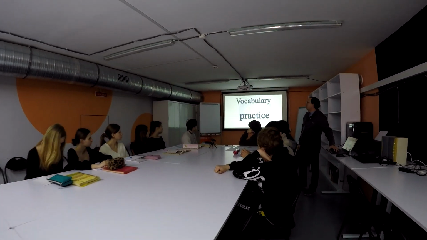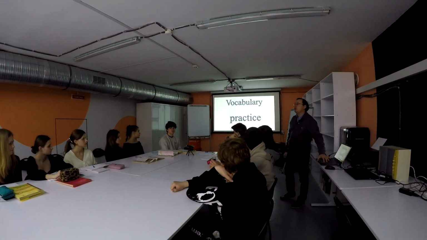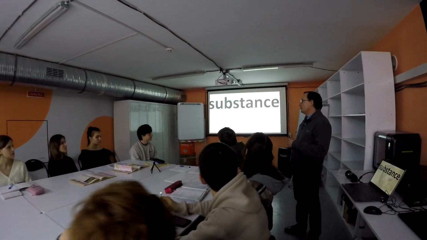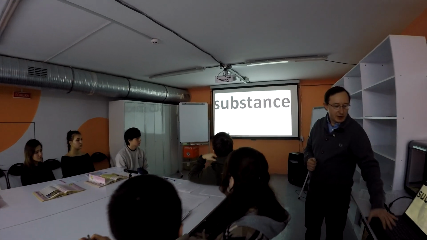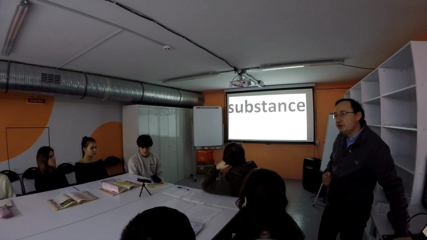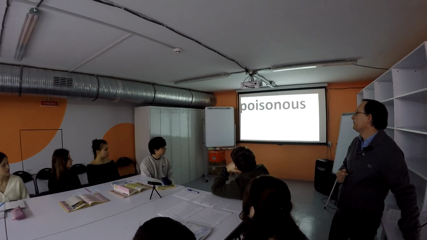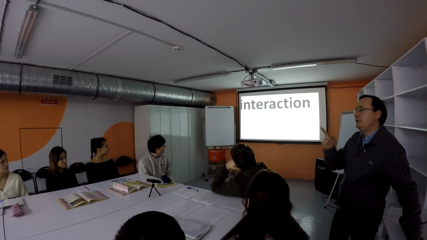Wonderful. So I would like to start practicing vocabulary. You are going to read and translate the words into Ukrainian. Start, Alyosha. Substance. What is it? Substance, or речовина. Vika. Byproduct. Побічний продукт. Nastya. Poisons. Отруйний. Yana.